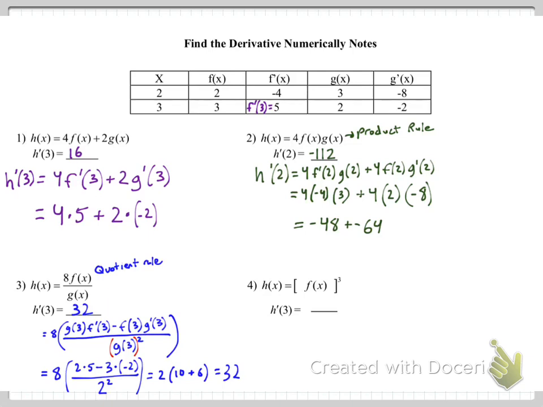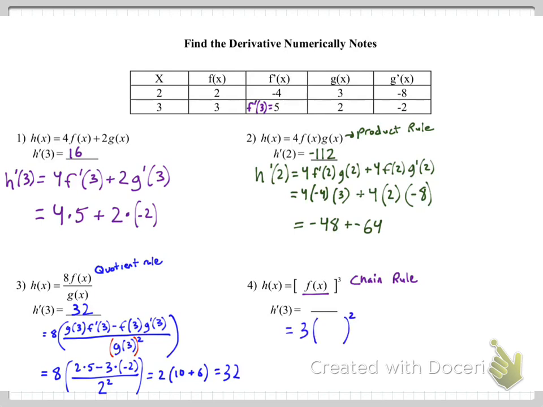Cool. So for number 4, this time we have an inside function and an outside function. So we're going to be using the chain rule. So let's write it down. Again, I'm going to go ahead and replace all the x's with 3's because we're substituting 3 in.